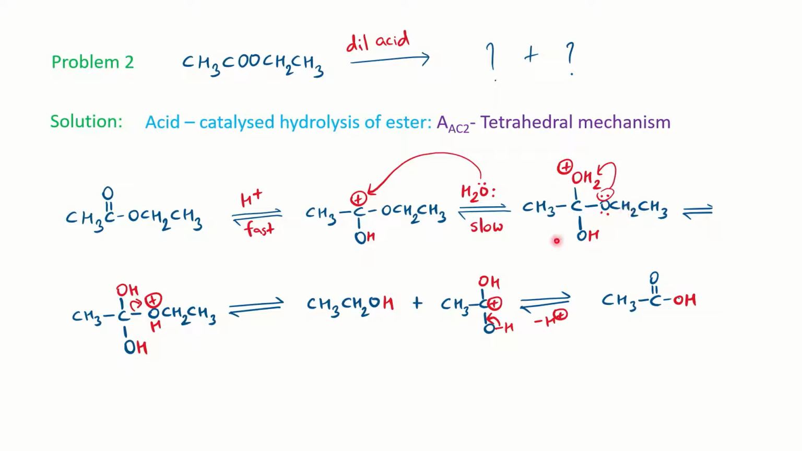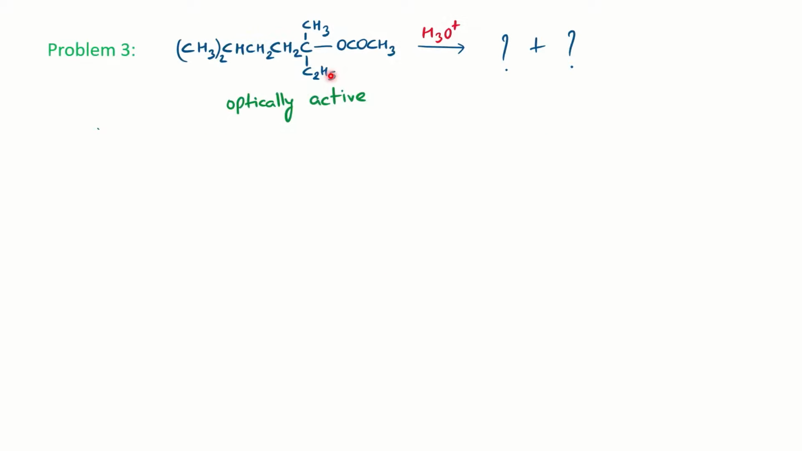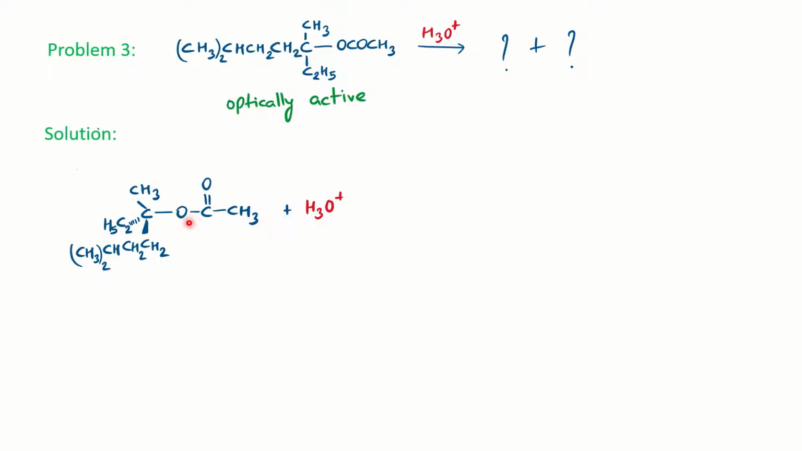This is a tetrahedral intermediate. So this is how you can approach the mechanism. Correctly you can mention it. Now this type of ester, if you have in the presence of acid, you can see this is optically active ester. You have this carbon is chiral having all 4 different groups in the presence of acid.